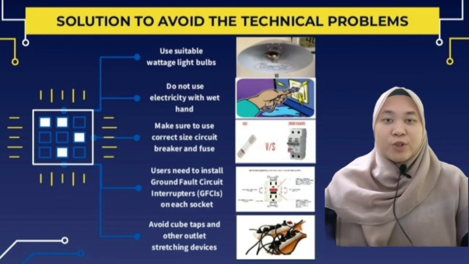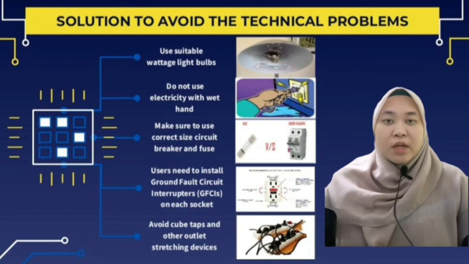Lastly, users should avoid cube taps and other outlet extending devices. Some users argue that cube taps, like small boxes, and power strips or extensions allow users to install multiple appliances into one outlet. Actually, this method may seem like a convenient facility, but it can put the circuit on a fast track to overload, causing the wiring to overheat and even catch fire.